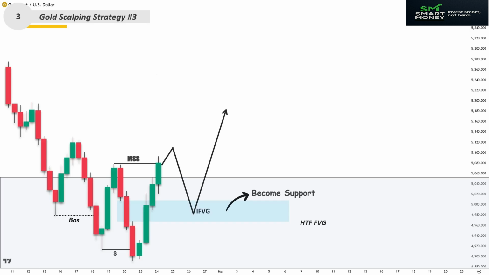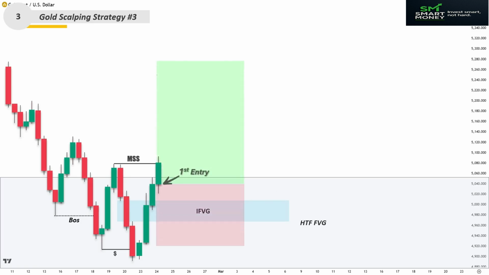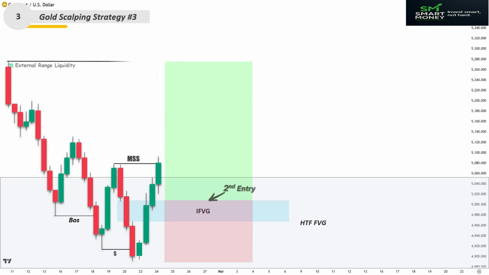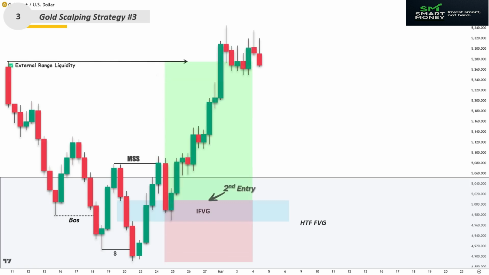Now the next step is executing your position. To do that, you have two options. The first option is to enter immediately after the inversion fair value gap forms, inside the higher time frame fair value gap. In this case, you open your position at the opening of the next candle, with your stop loss placed below the most recent swing low. The second option is to place a buy limit order at the highest point of the newly formed IFVG and wait for the price to retrace back into the zone and activate your position.